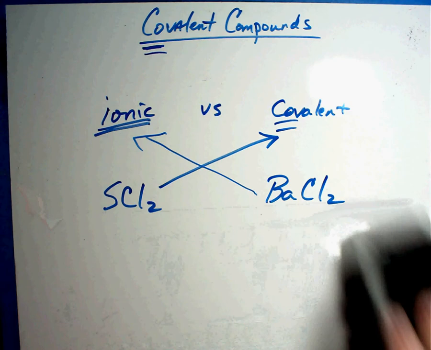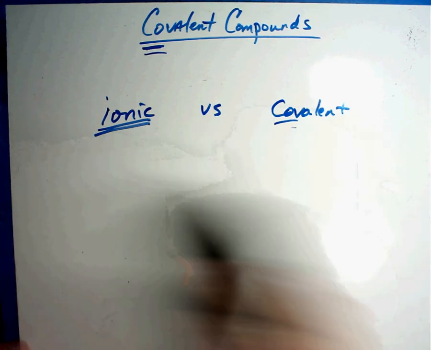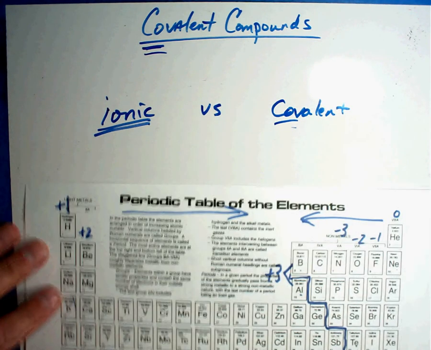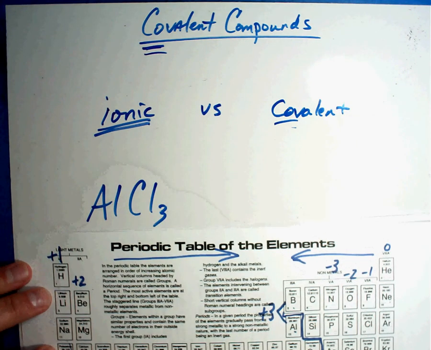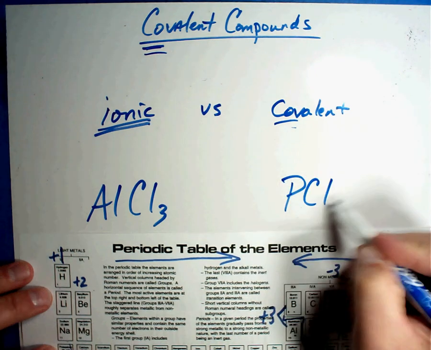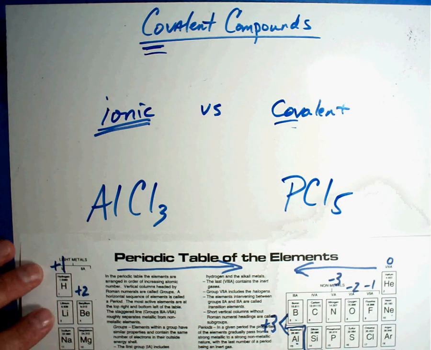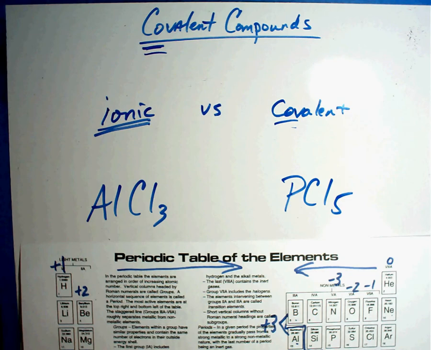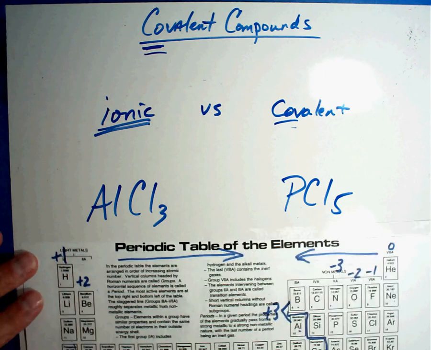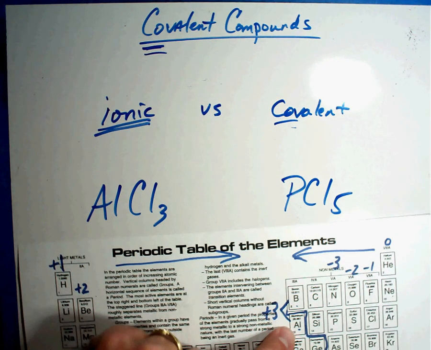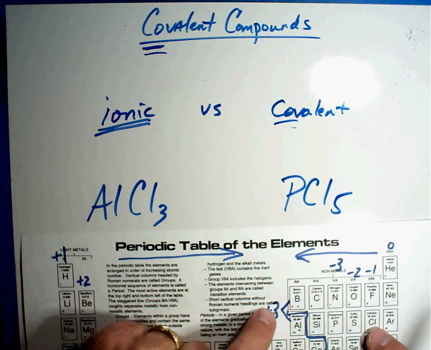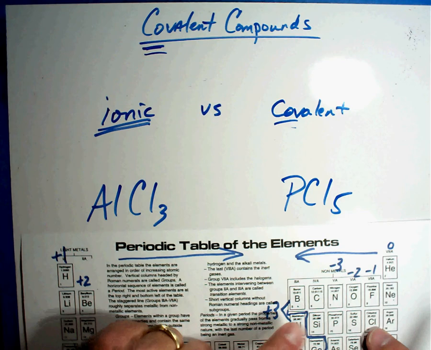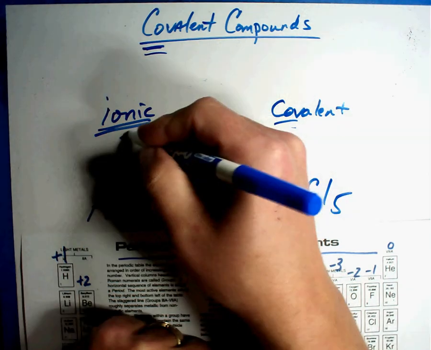I'll give you one more and let you decide, and then we'll check it together. Let's see what you get on this one. Write these down, pause it, we'll check your answer in a second. All right, hopefully you pulled your chart out and you looked. AlCl3. Ooh, this one can be confusing. Al's a plus, see where it says right there, plus. Cl's a minus, opposite sides of the chart, that's one of these.